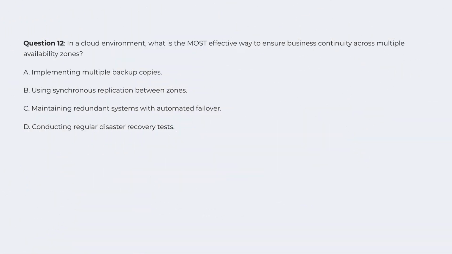Question 12. In a cloud environment, what is the most effective way to ensure business continuity across multiple availability zones? A. Implementing multiple backup copies. B. Using synchronous replication between zones. C. Maintaining redundant systems with automated failover. D. Conducting regular disaster recovery tests.